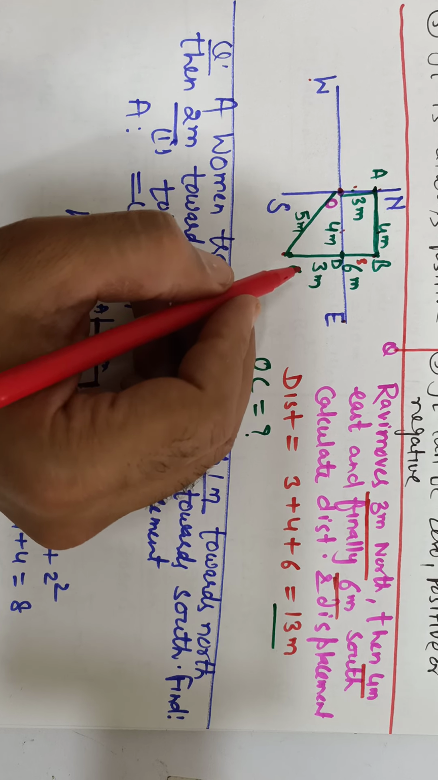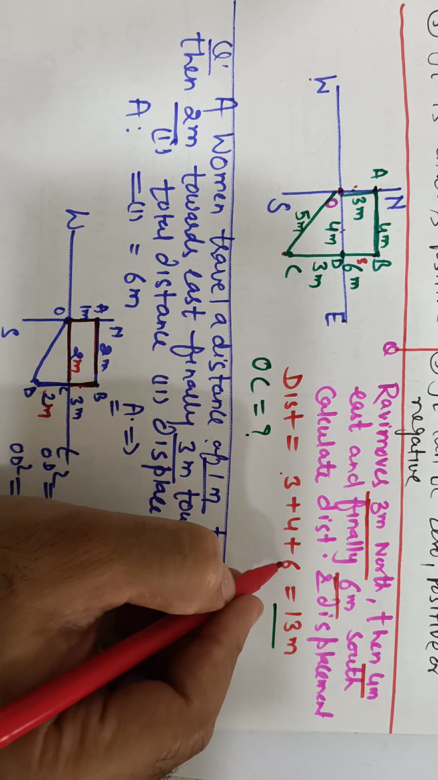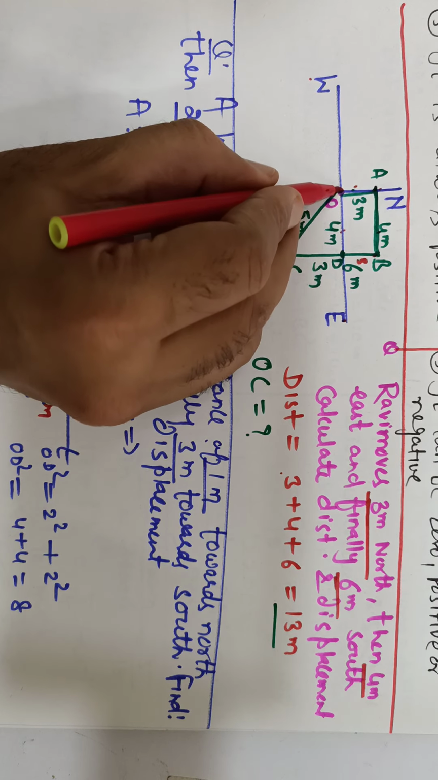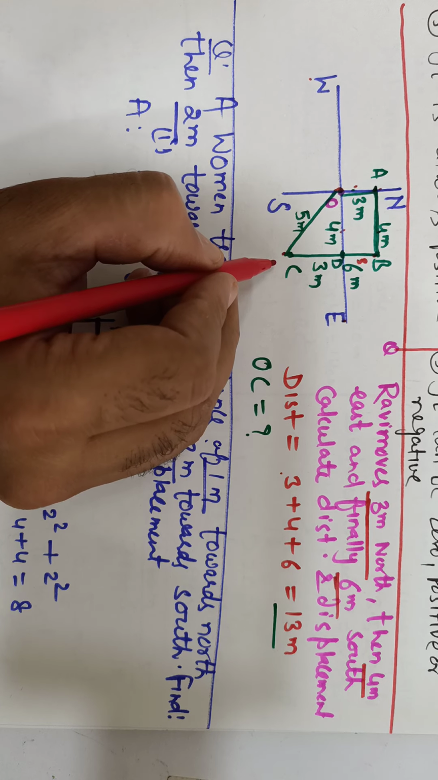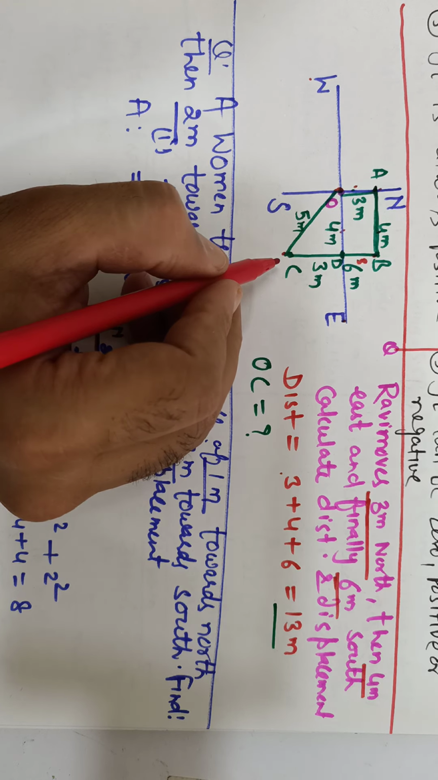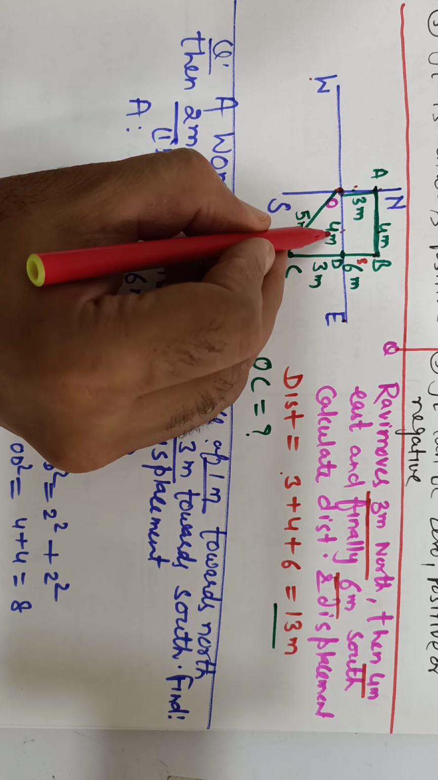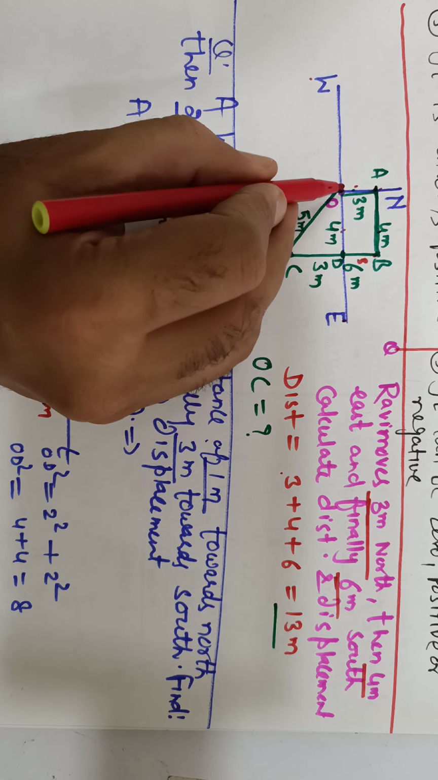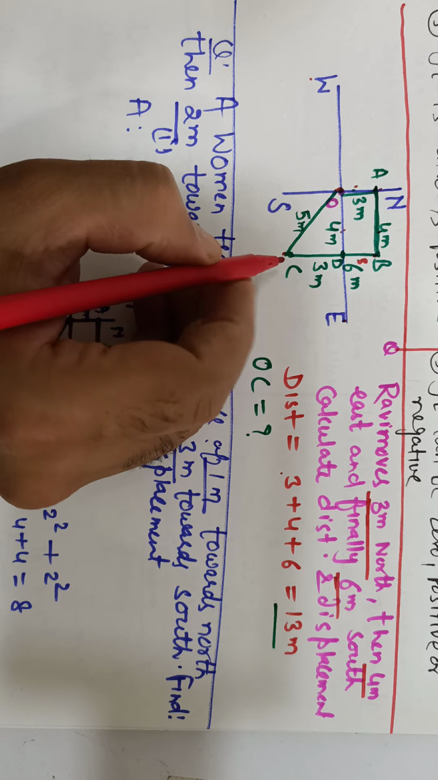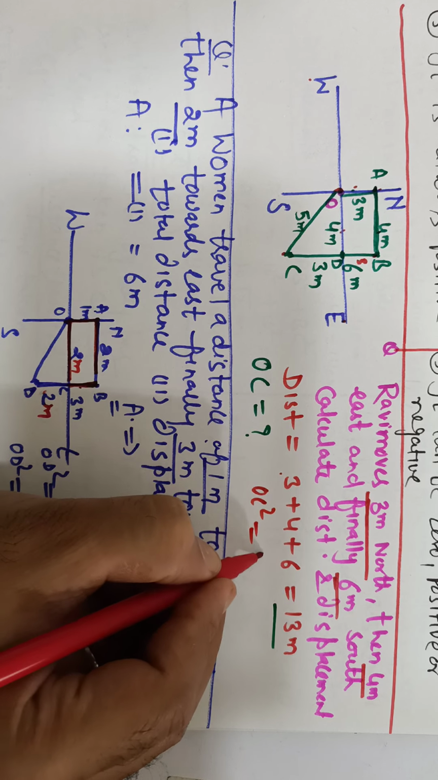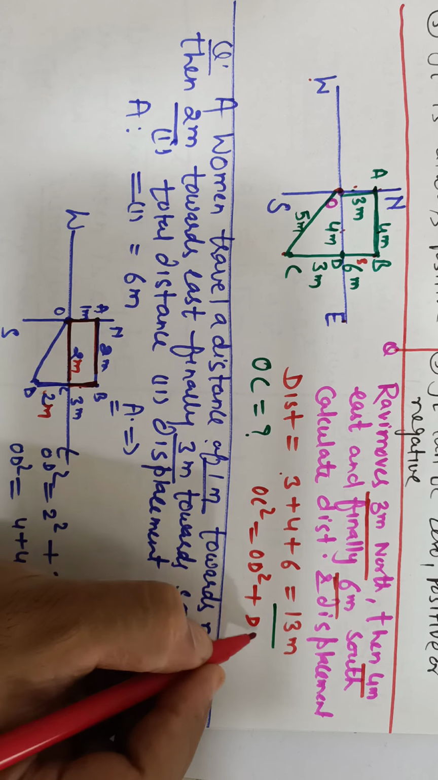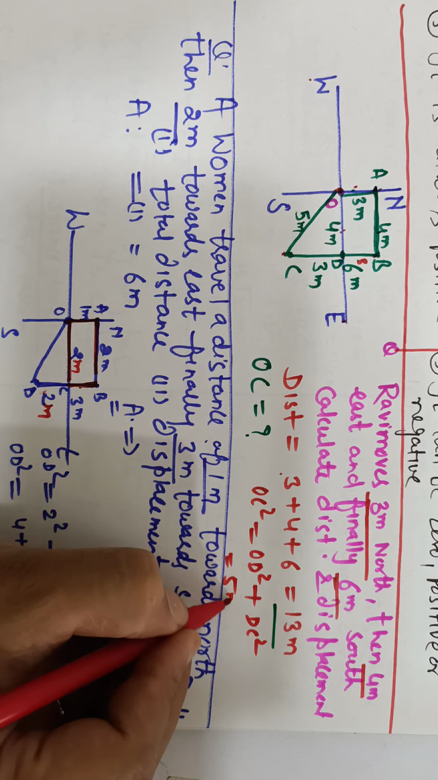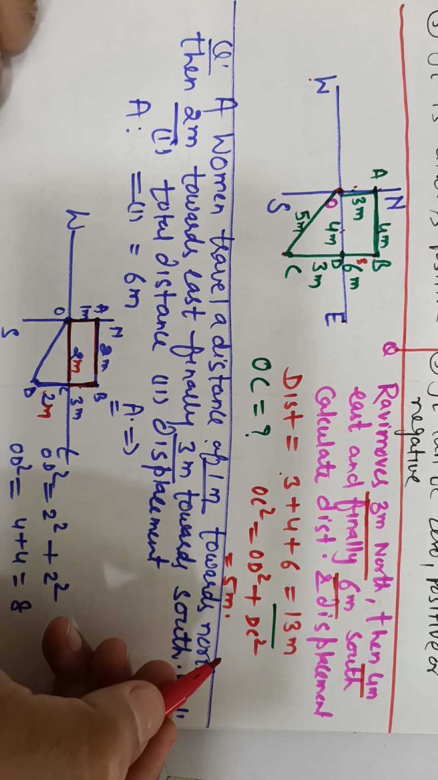Now the distance, we can calculate the total: 3 plus 4 plus 6 is equal to 13 meter. The displacement: initial is O, final is C, so it is OC. We can calculate it by the Pythagoras theorem, which we discussed earlier. OC square is equal to OD square plus DC square. Similarly, putting the values, we get the answer 5 meter. Do it yourself. If any problem, then discuss with me.